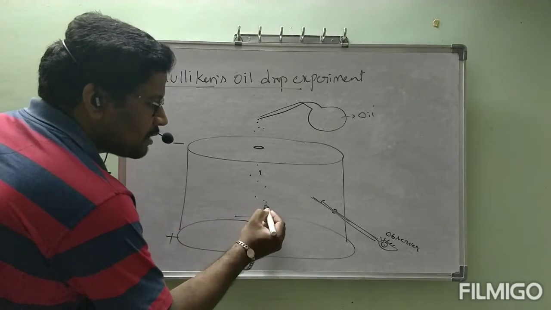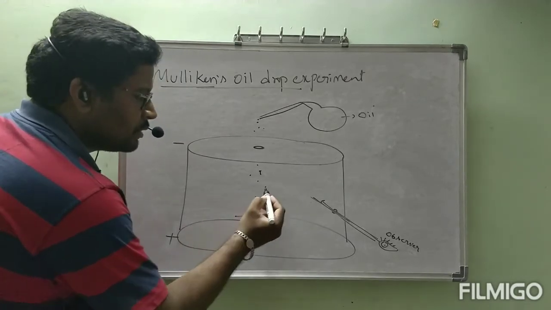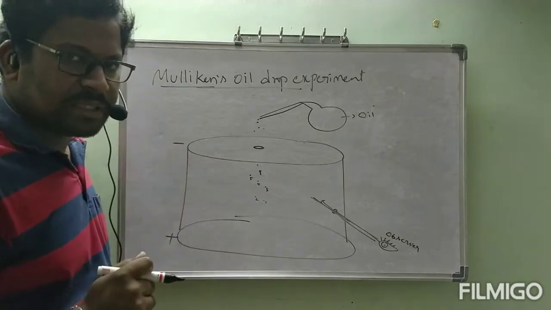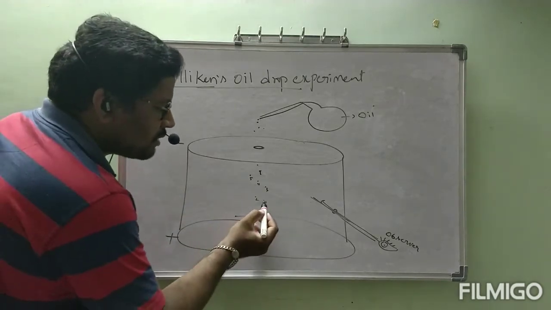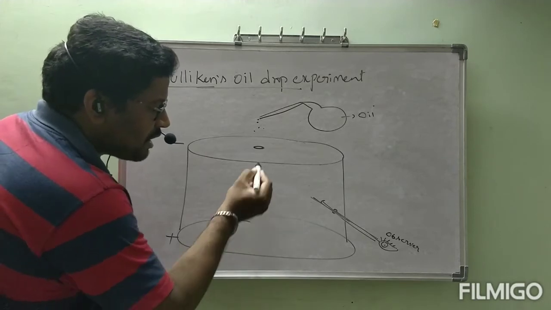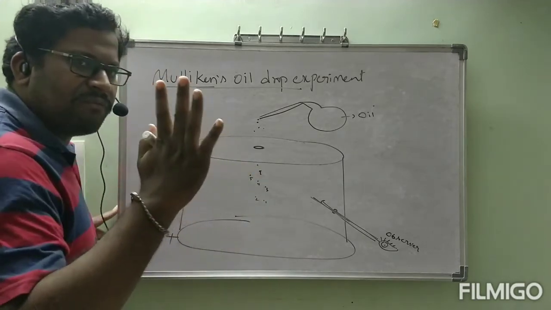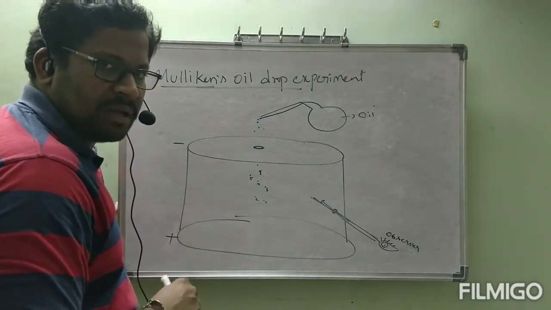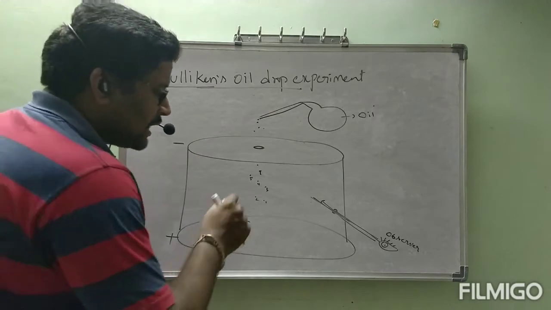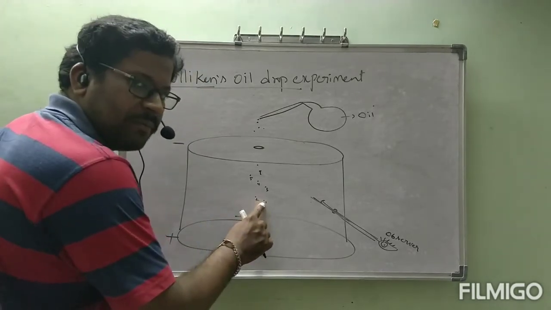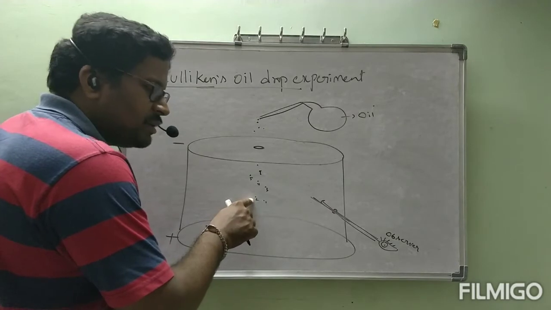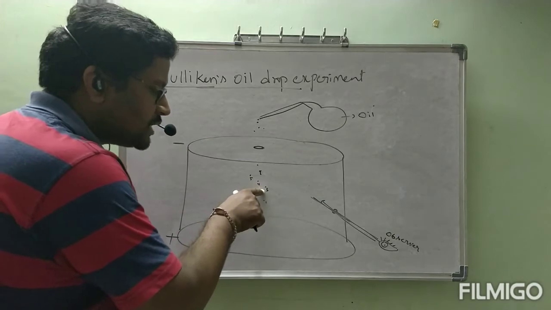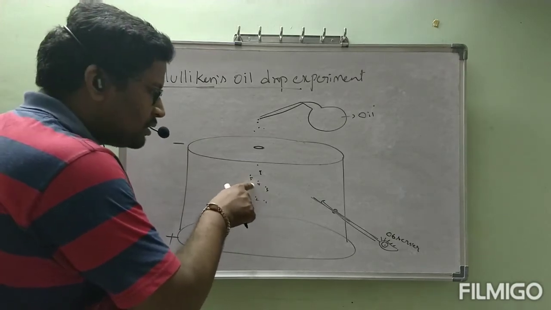Suppose this is oil drop 1, oil drop 2, 3, 4, 5. Like that, he took 5 oil drops. He observed the first oil drop from here, next the second oil drop from here. Like that, he observed 5 oil drops. By using different calculations, he calculated the charge present on the first oil drop, the charge on the second oil drop, and the charge developed on the third, fourth and fifth.